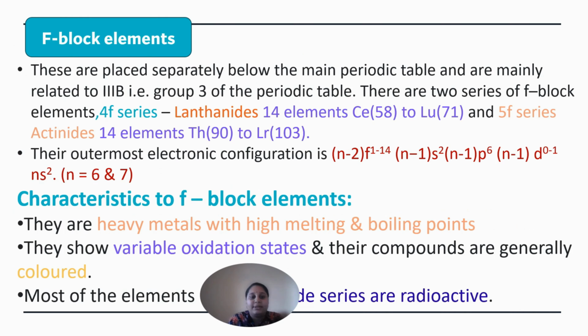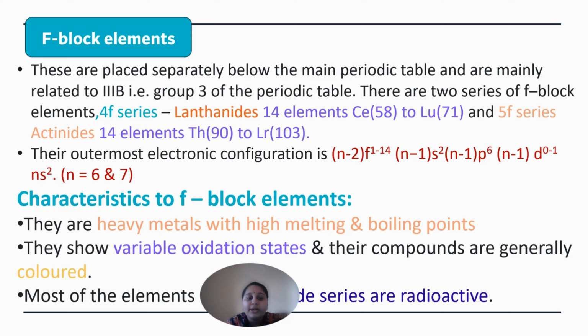F block elements. These are placed separately in the main periodic table and they are related to the third B group, that is group 3 of the periodic table. There are 2 series of F block elements, that is the 4F series and the 5F series. The 4F series are lanthanides, which consist of 14 elements, that is Ce to Lu. The 5F series are actinides, from thorium to lawrencium.